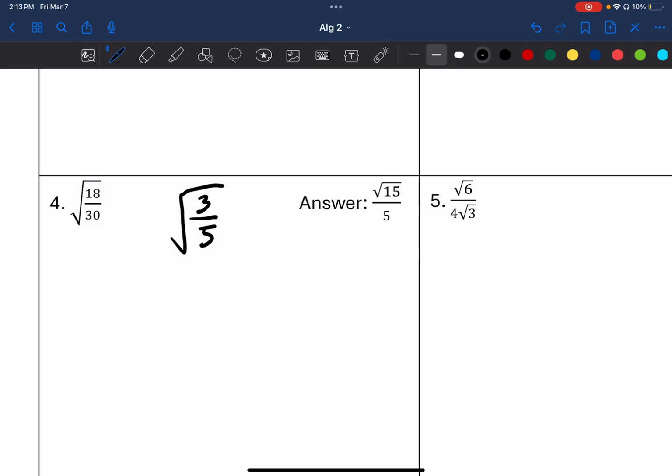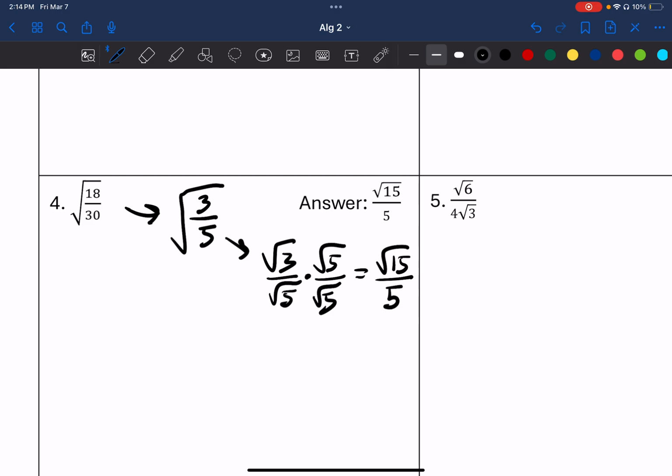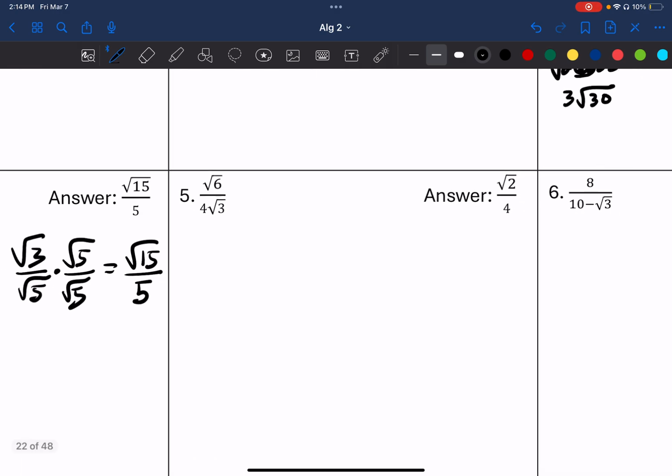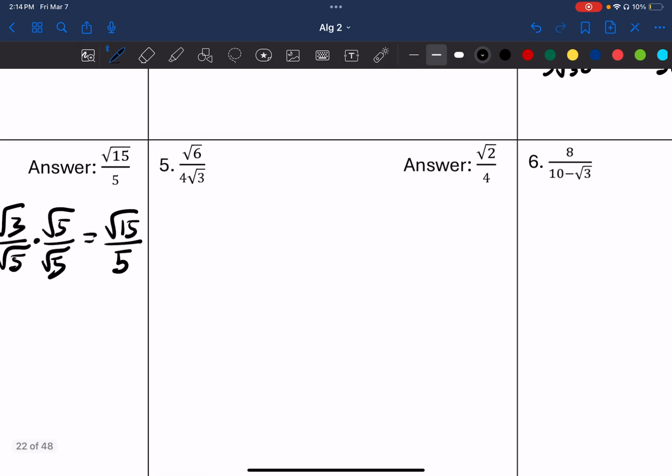Now, we know that that's equal to the square root of 3 over the square root of 5. Right? We can do that. And now we can just multiply the top and the bottom by the square root of 5. Square root of 3 times the square root of 5, that's both in the radical, so we can turn that into the square root of 15. Square root of 5 times the square root of 5 becomes 5. Okay. Now moving on here.